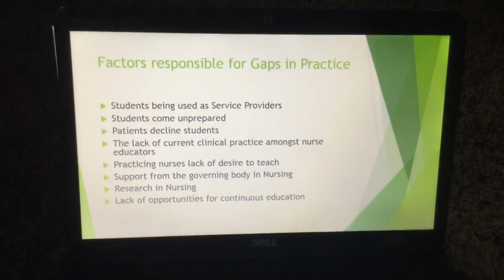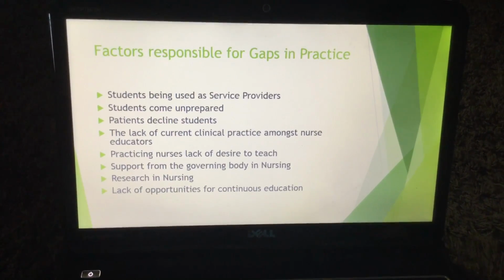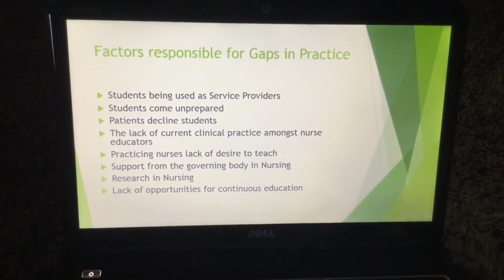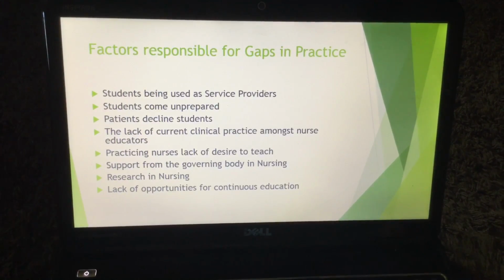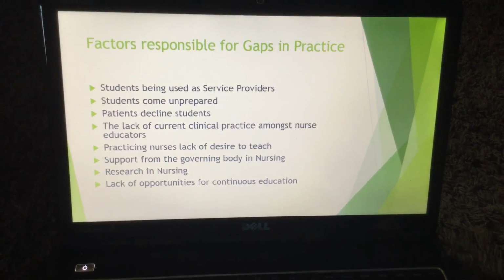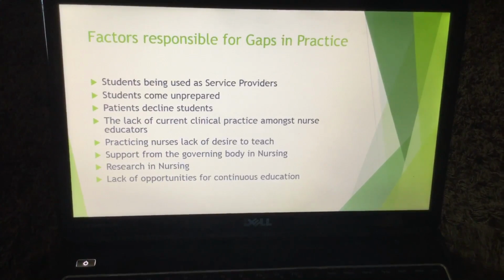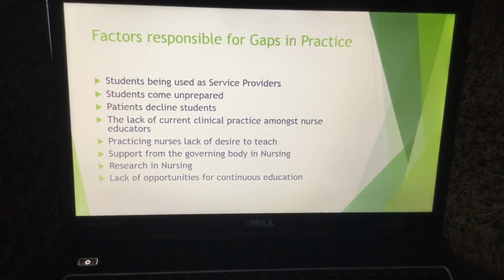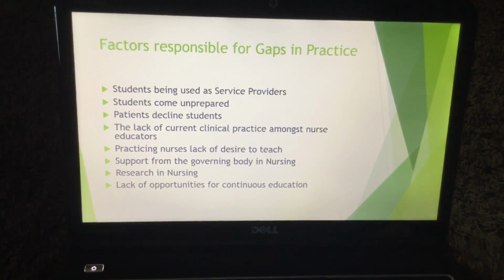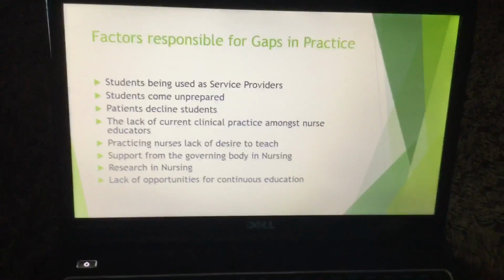Factors that are responsible for gaps in practice: students are being used as service providers in the clinical setting. Students come to clinical unprepared and often unwilling to perform tasks. Patients decline students. There's the lack of current clinical practice among nurse educators to keep up with evidence-based information and teach accurately. Practicing nurses often lack a desire to teach nursing students. Support from the governing body in nursing, research in nursing, and a lack of opportunities for continuing education.